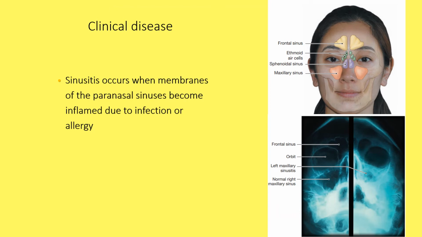We often hear about sinusitis. So what is actually sinusitis? It is an infection of the paranasal sinus, where the membranes of the paranasal sinus become inflamed due to infection or allergy. You can see that this is your normal maxillary sinus, and this is where the membrane of the sinus becomes inflamed. You can see the increase in opacity on the X-ray. This condition is called sinusitis.